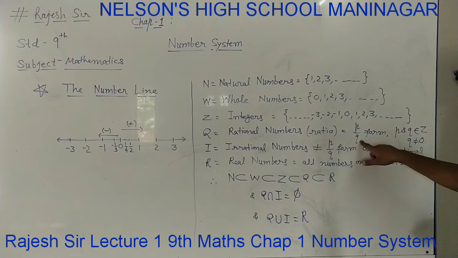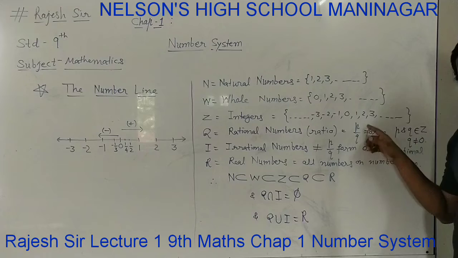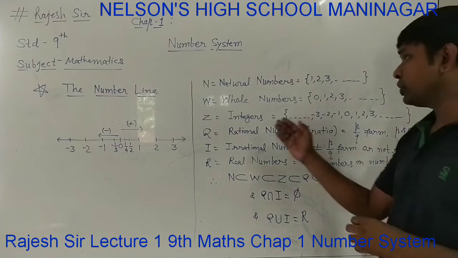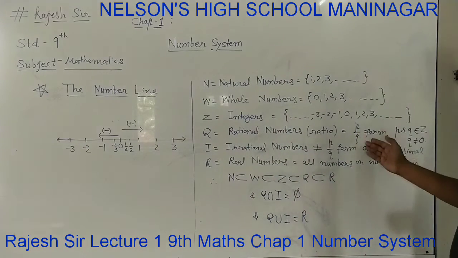Any number may be up and down, but what is the condition? This denominator Q should not be equal to 0, because if you take Q equal to 0, the downside will be 0, so it becomes an undefined term. Okay? So a rational number will be in the P upon Q form.